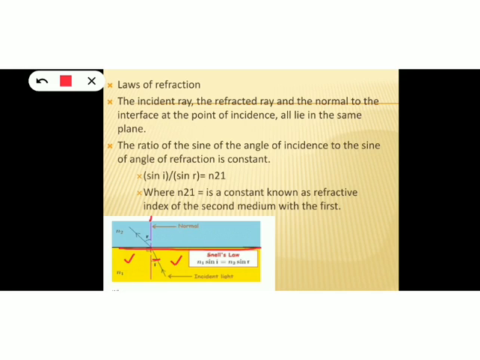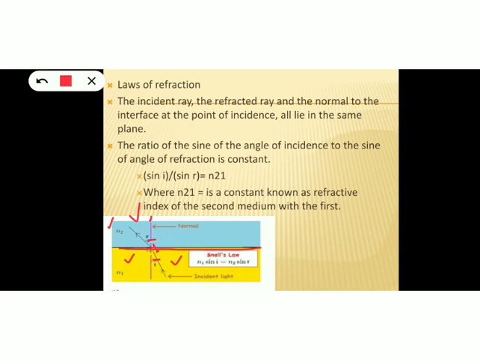When this ray passes from one medium to another medium, the blue portion represents the second medium, and n2 is the refractive index of the second medium. Whenever a light ray passes from one medium to another, it will bend. Instead of following its same straight line path, the light ray will bend. That means refraction has occurred. So this is the refracted ray, and this r represents the angle of refraction, the angle between the refracted ray and the normal.